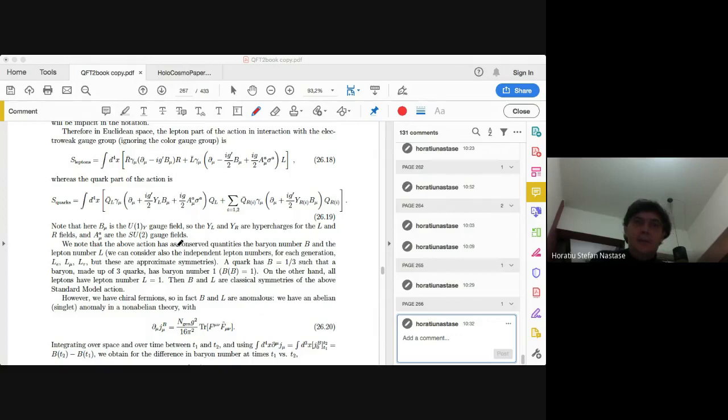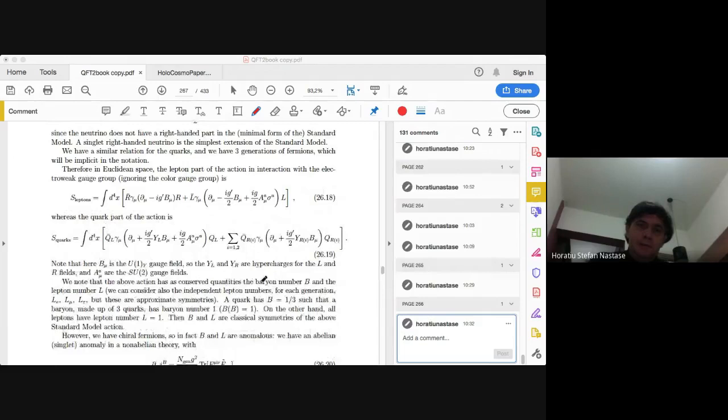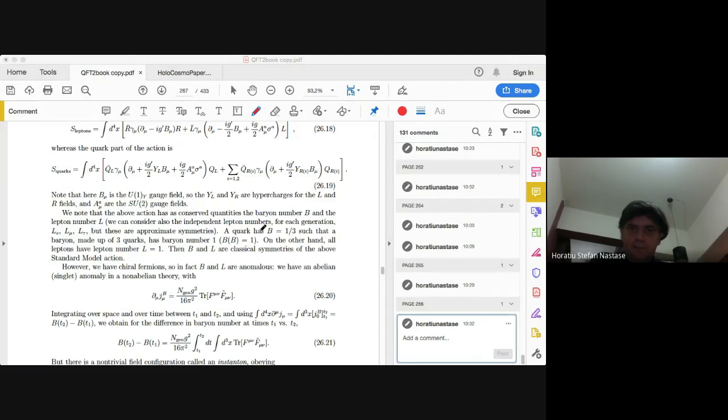And then we also have leptons, electrons and neutrinos, which are also physical states. So you can define a baryon number B, which counts how many baryons you have, and the lepton number L, which counts how many leptons you have. You can actually consider independent lepton numbers for each generation, L_e, L_mu, and L_tau, but these are just approximate symmetries, whereas B and L, if you look at this action, you can figure out are actually symmetries of this action.